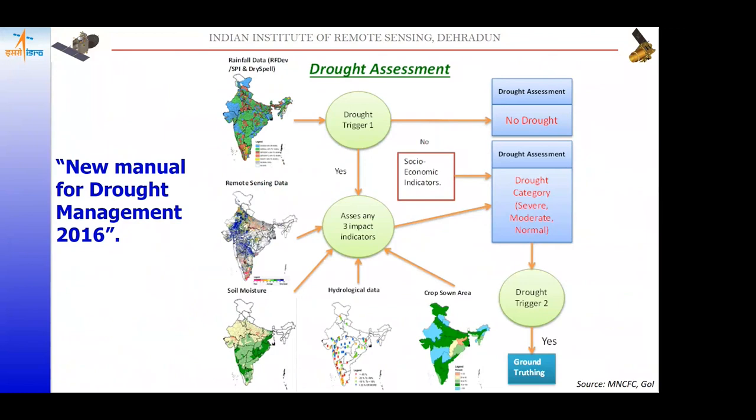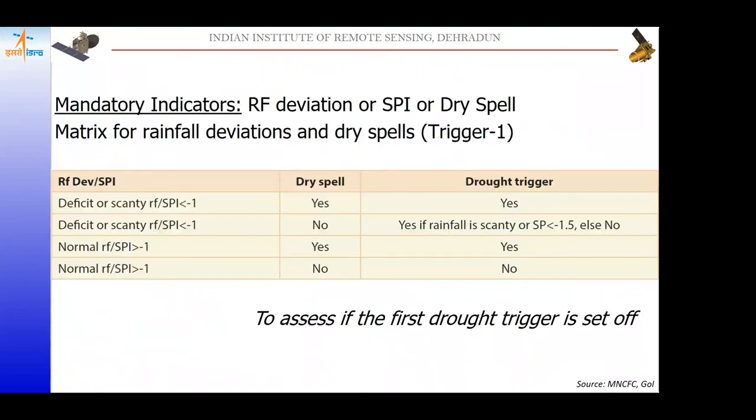So these are all the information they integrated to define the agricultural drought over a particular region at district or sub-district level, tehsil level. In the same context, I will go through one by one what the steps are that they follow to define the drought situation up to the sub-district level.